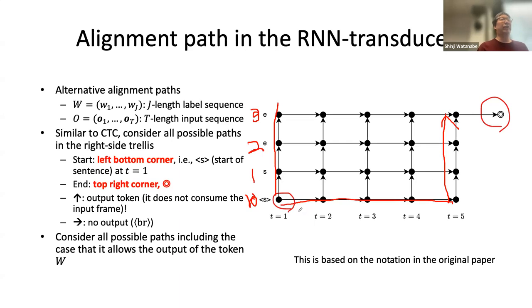And I believe that we cannot make this kind of transition in the CTC or HMM cases, because then we cannot reach this other end. In CTC and HMM, we always try to consume one timestamp to move to the next token. But the RNN transducer allows this. So this trace is very flexible compared with the CTC or HMM-based approaches. And then we consider all possible token sequences, and do inference or training. That part is similar to CTC.